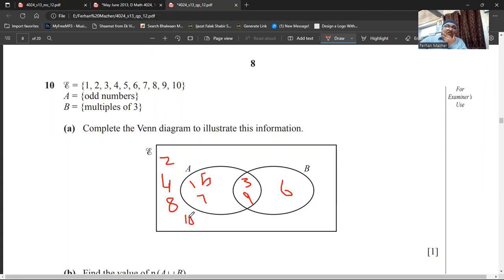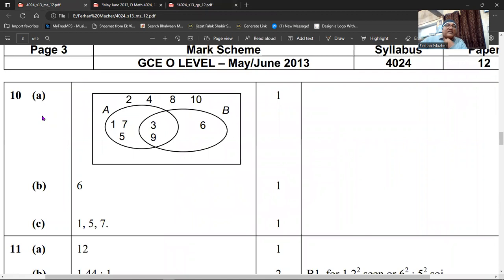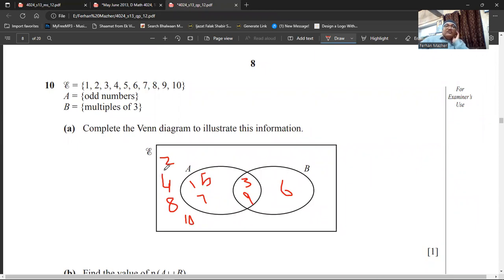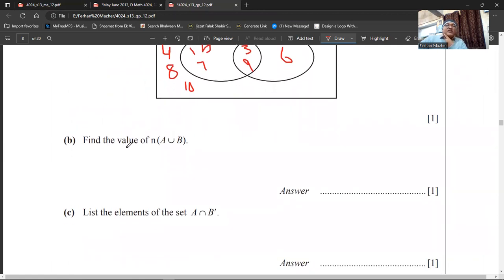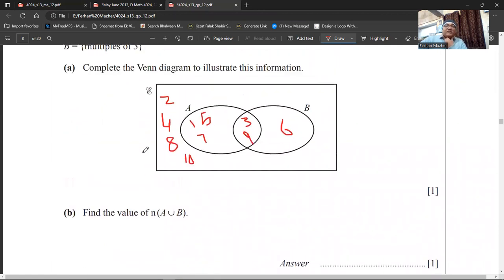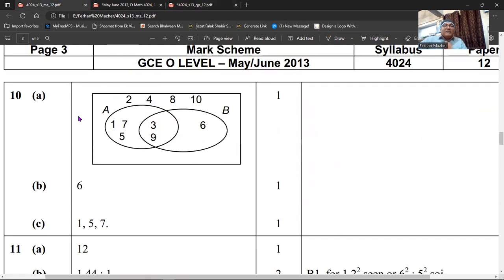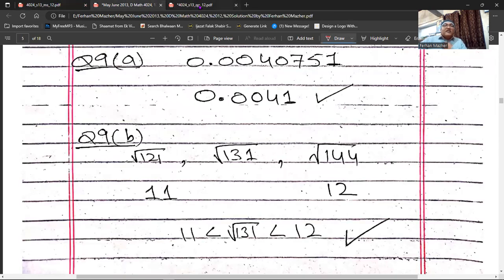So this is the solution of the A part. Question number 10, it's A part. Then the question is, find the number of members in A union B. A union B means A and B both. So how many members are there? 1, 2, 3, 4, 5, and 6. So there are totally 6 members in A union B. Our answer is right.